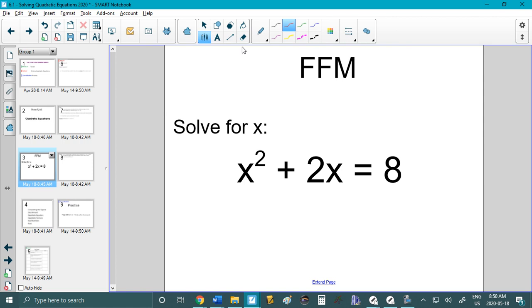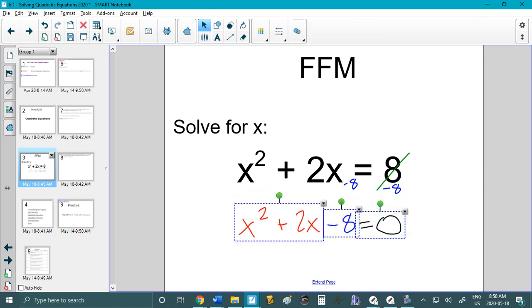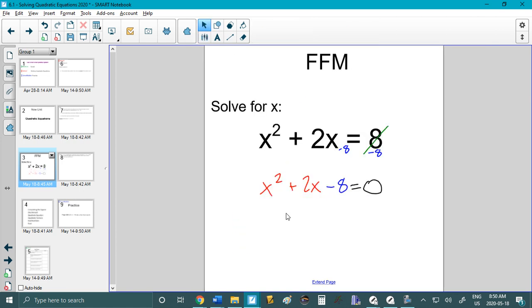So instead, what we do is we bring that 8 over. So I'll show it. I'm not going to show it every time because we should be able to do this by now. But I subtract 8 from both sides, and I get x squared plus 2x minus 8 equals 0. And now we're going to, in quotes, solve for x.